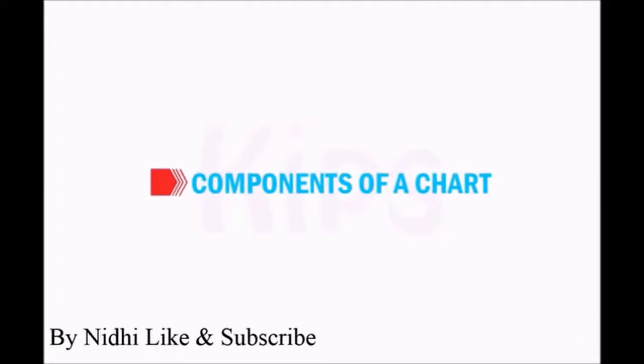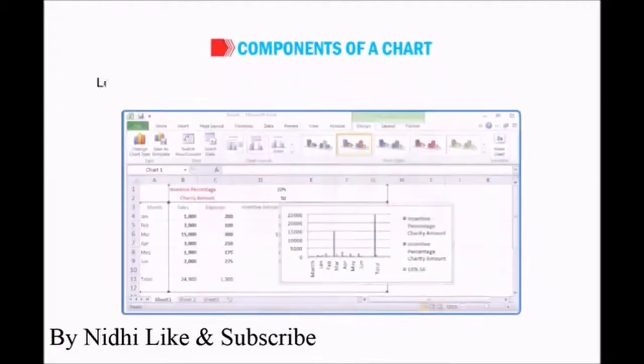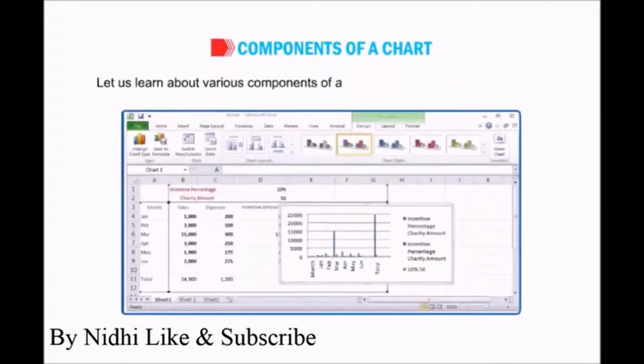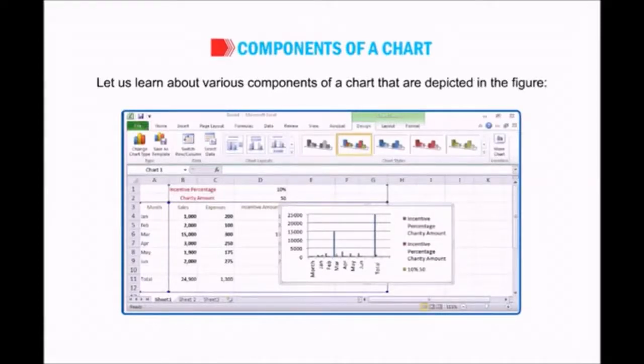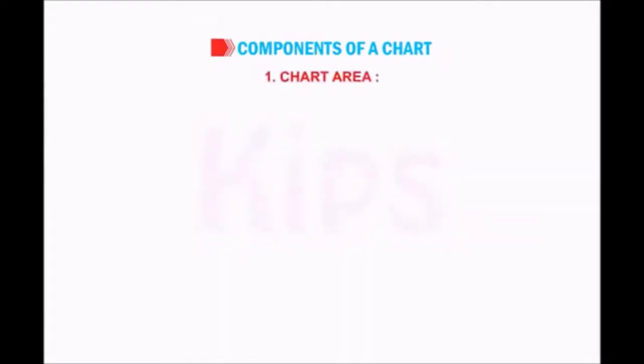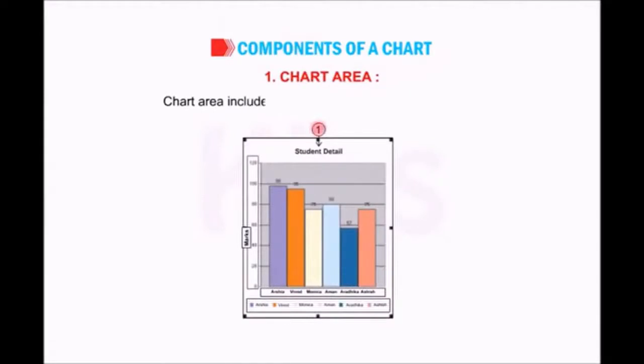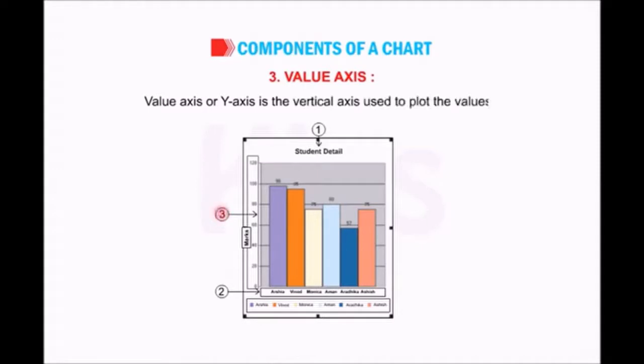Let's first start with the components of a chart. Let us learn about various components of a chart that are depicted in the figure. Number 1. Chart area. Chart area includes all the area and objects in the chart. Number 2. Category axis. Category axis or x-axis is the horizontal axis of a chart. Number 3. Value axis. Value axis or y-axis is the vertical axis used to plot the values.